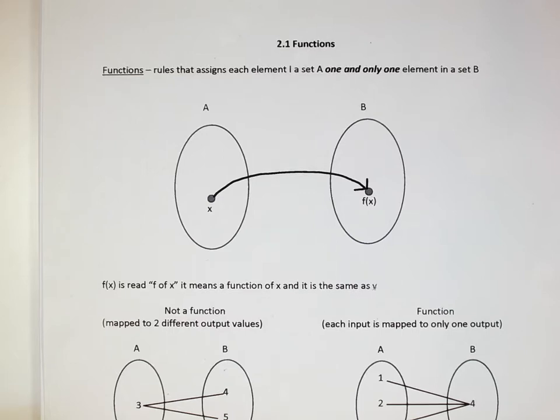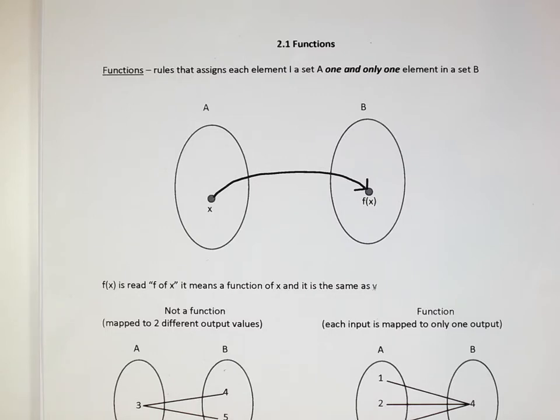So section 2.1, we're starting off with functions. So this is the first mapping that we have here. A function is just a rule that assigns an input variable from one set, that's set A, and it's going to map it to one and only one element in another set B, and that's going to be our output.